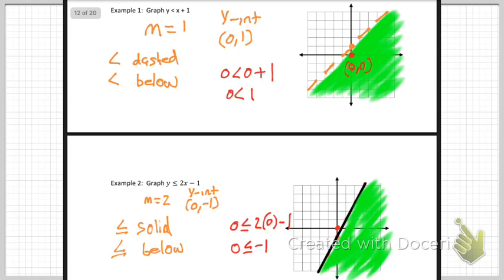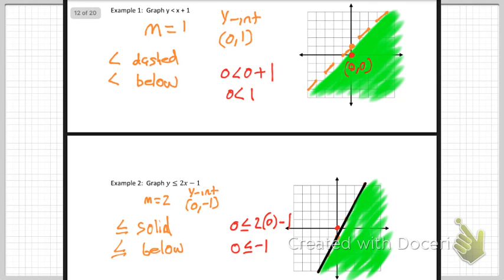So again, any point I find in the shaded area is a solution. So if you pick any coordinate in this area, that is a solution to the inequality. If you pick any coordinate not in the shaded area, that is not a solution to the inequality.